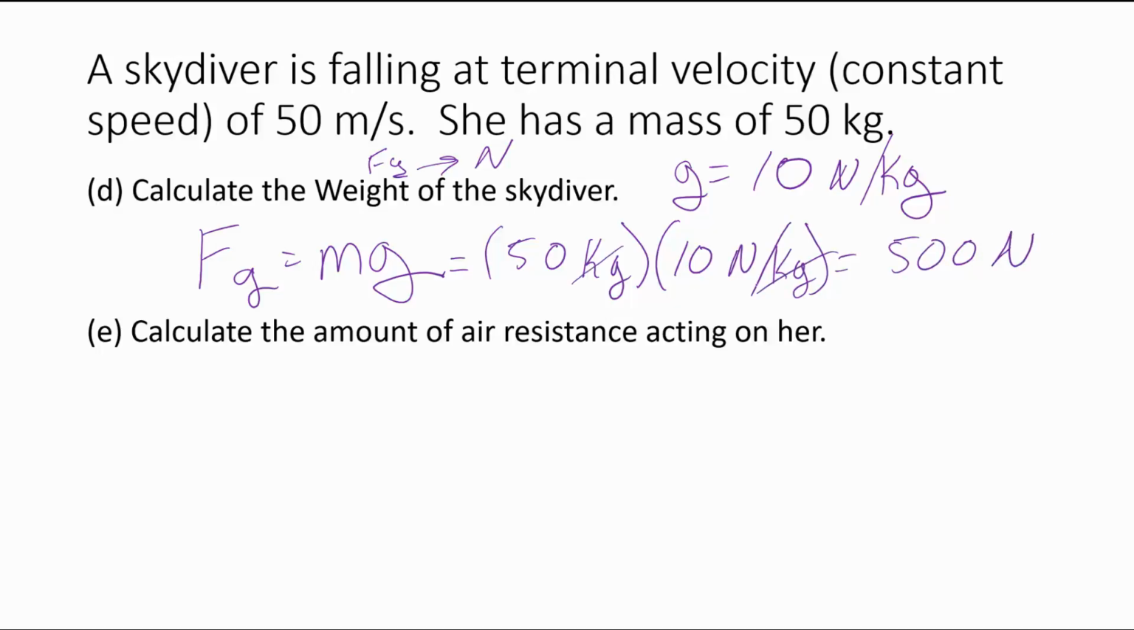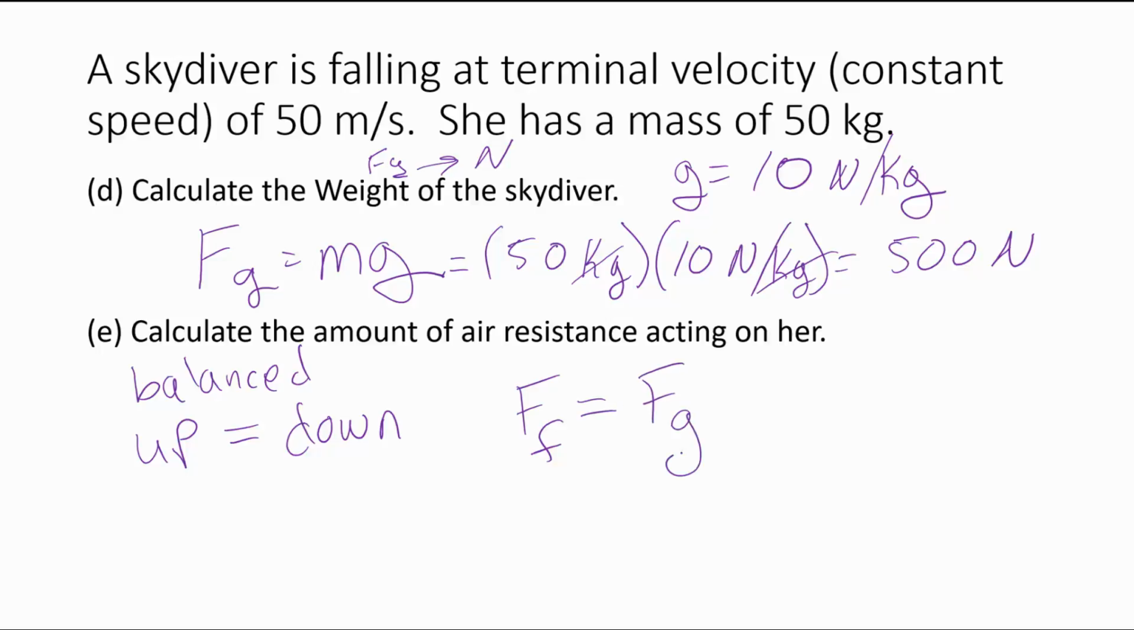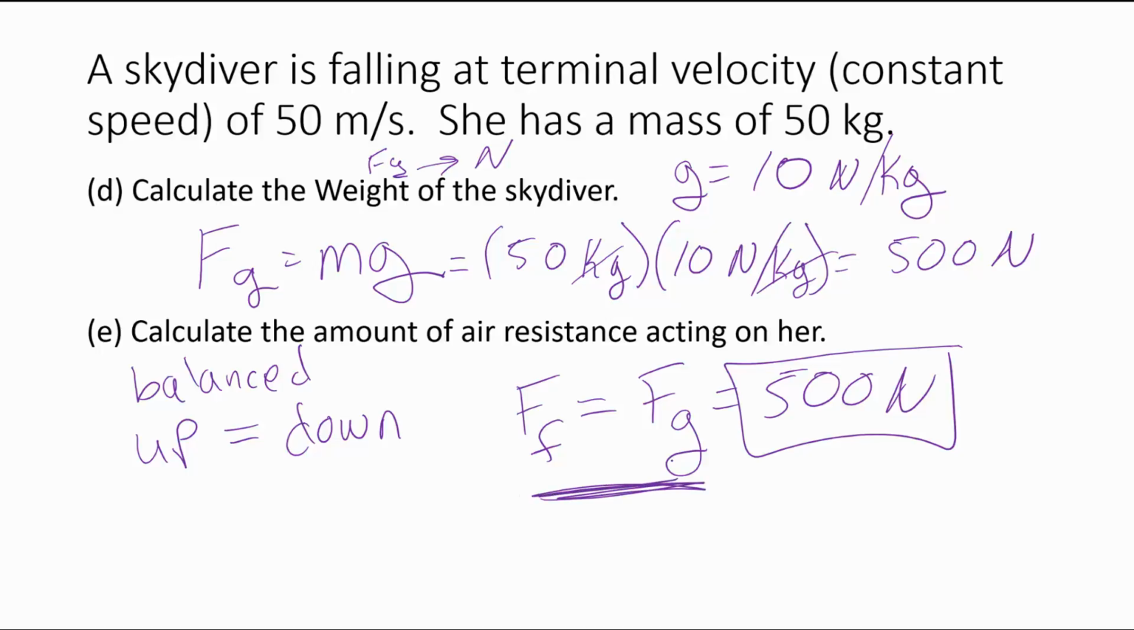Now we want to figure out the amount of air resistance acting on her. It's important to recognize that all the forces are balanced, and that means all of the forces pointing up equal all of the forces pointing down. So the air resistance, or air friction, is pointing up, and that equals all the forces pointing down, which is just the force of gravity. So we find her air resistance is also 500 newtons. If you're answering this on a quiz or a test, make sure that you explicitly show that you know air friction is equal to the force of gravity, and then put 500 newtons. Don't just put 500 newtons, you need to show how you knew that.